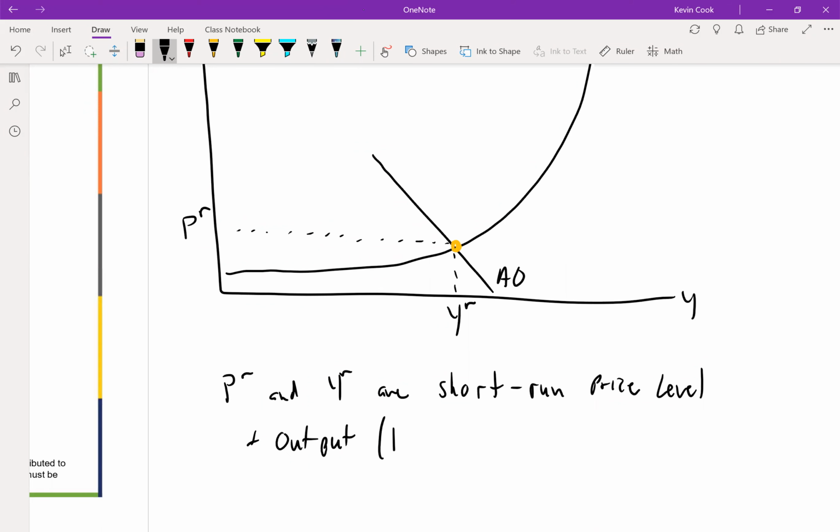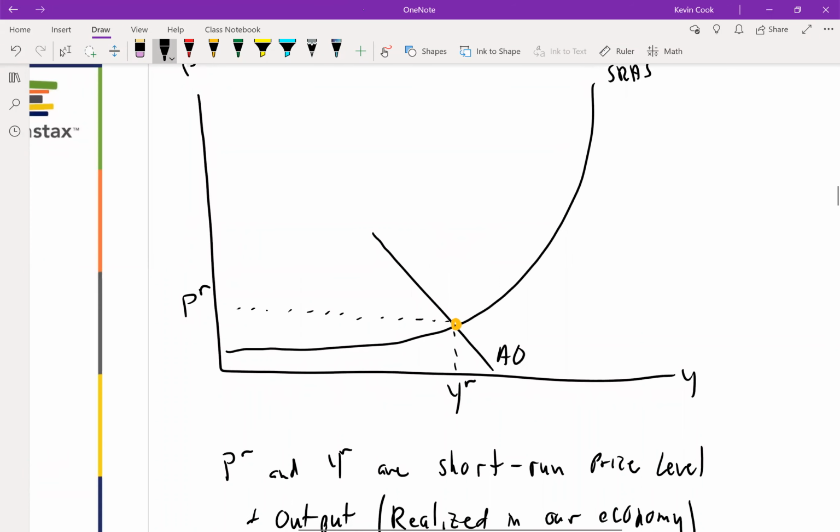And we may also think of these as what we actually realized in our economy. So we don't always live up in the perfect world of producing full output. Oftentimes we're producing something less than that. And that's what we're looking at here in this PR and YR.